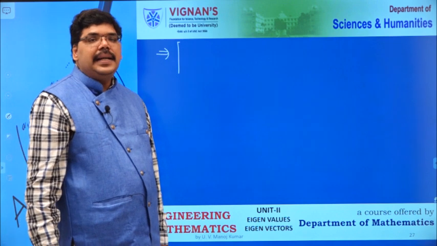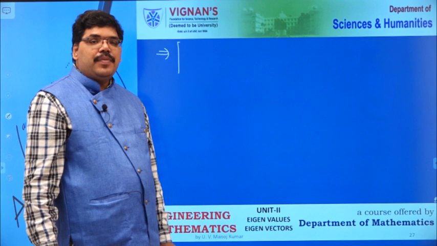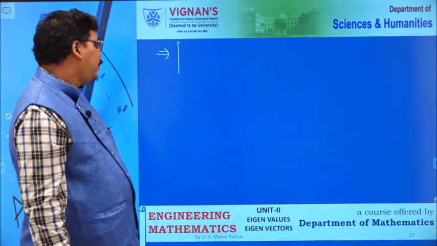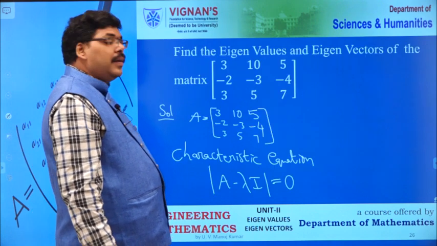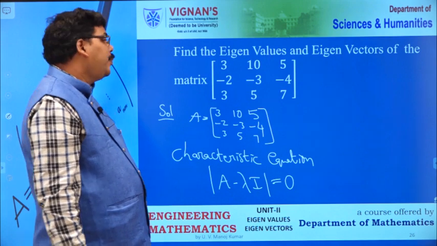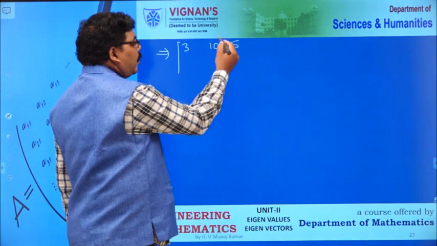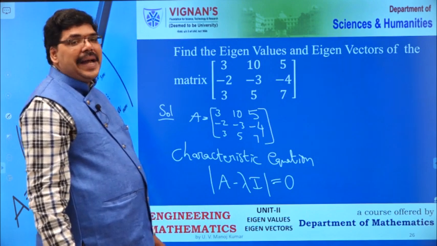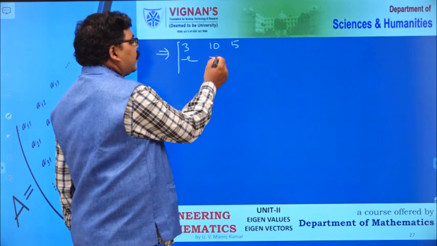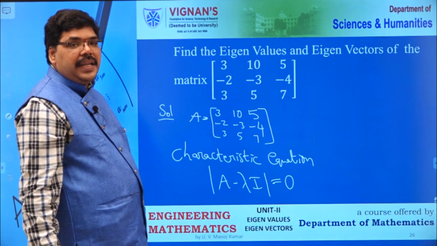How to get A minus lambda I? Subtract lambda from principal diagonal elements of A. So, matrix A, first row 3, 10, 5. Second row minus 2, minus 3, minus 4. Third row 3, 5, 7.